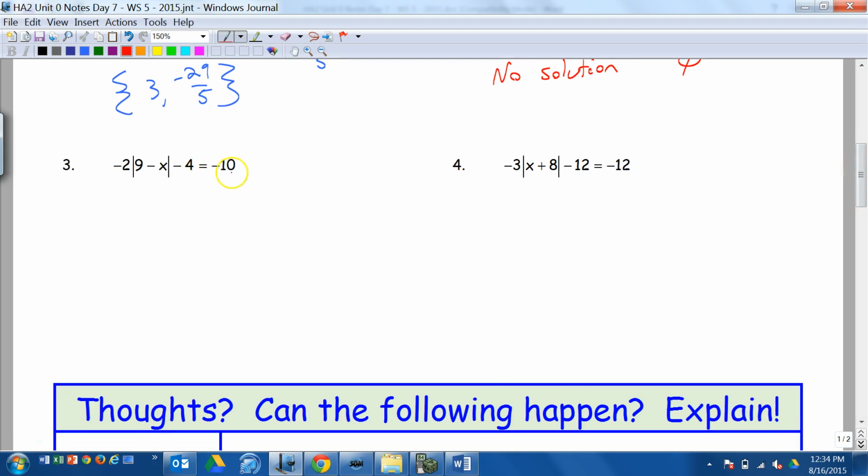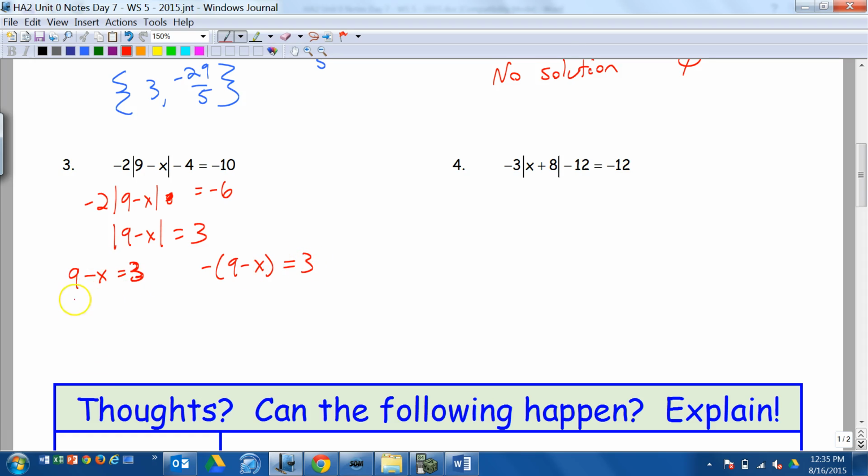Again, isolate. So we move that over. We get negative 6 is equal to negative 2 absolute value of 9 minus x. Divide by negative 2. And you get 3. Now you analyze, is there any way to get a 3 out of an absolute value? Yes, you can get positive values. So we now break it down to 2 equations, the original, 9 minus x equals 3, or the opposite.